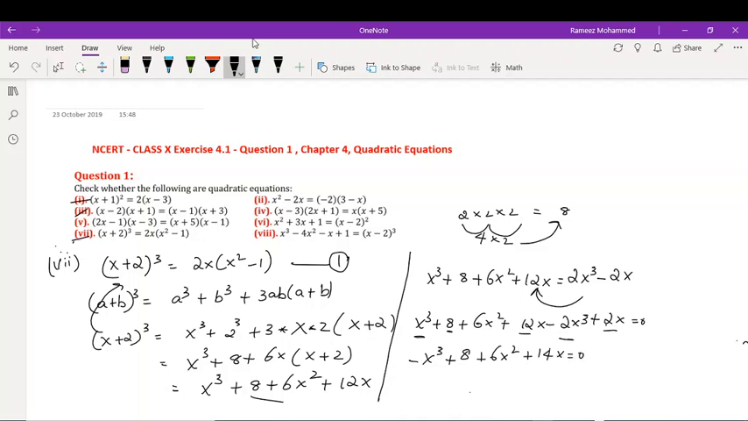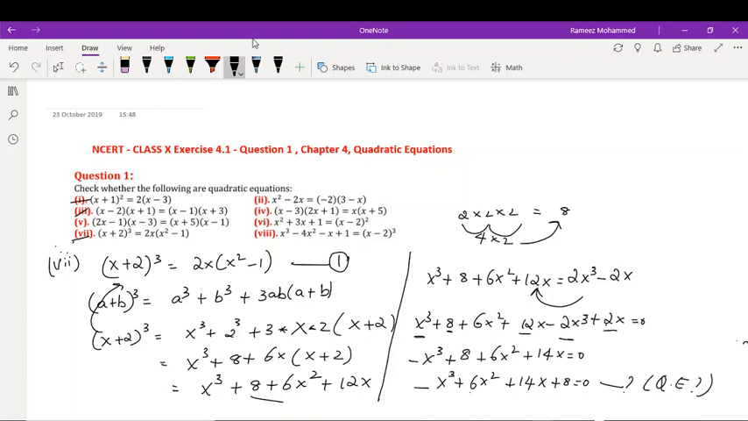So let me rewrite this. I want to have the degrees of the equation in decreasing, that is descending order. Therefore x cube plus 6x square plus 14x plus 8 is equal to 0. So do you think it is a quadratic equation?